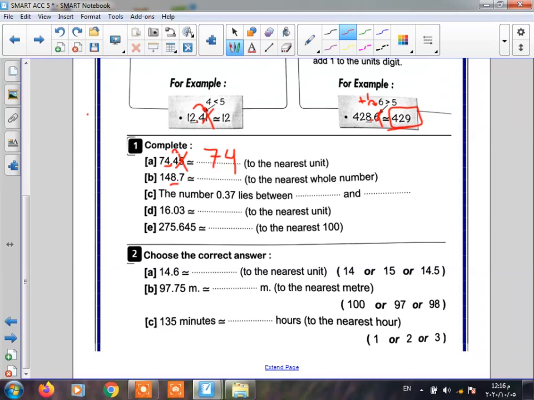Here approximate to the nearest whole number. Here we look at 8. Look at the number before it. Here we have 7. Can it give 1? Yes. So here we will add 1. Here 7 gives 1 to 8. It will be 149 and cancel the decimal.